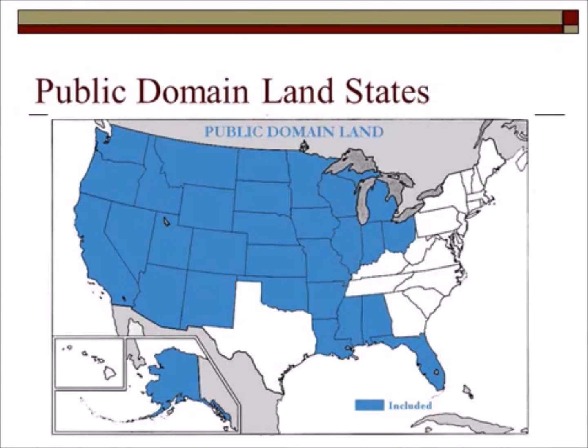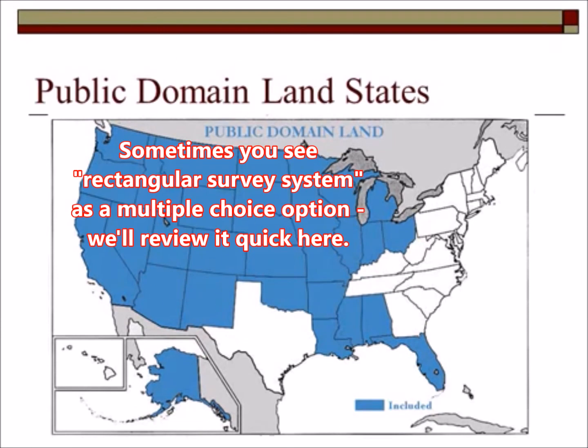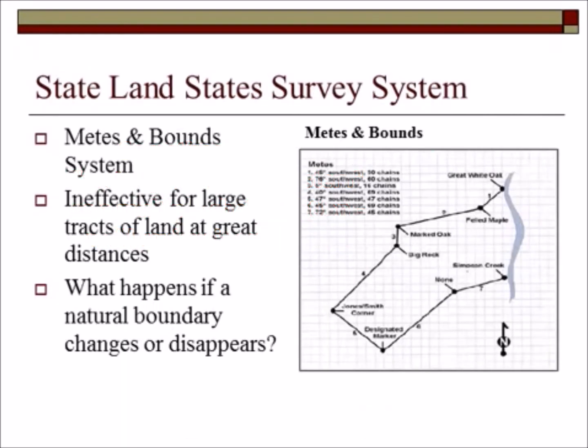The rectangular survey system was put in place with the Land Ordinance of 1785 so that we had a systematic means of organizing or surveying all of the blue states, which are the public domain land. Prior to the Land Ordinance of 1785 and the rectangular survey system, the state land states, which would be the 13 colonies, organized their land or surveyed their land with the meets and bounds system. Now, the meets and bounds system was a very organic system.